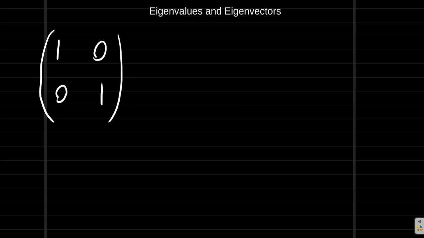What are the eigenvalues and eigenvectors of the unit matrix? Well, let's see. Remember now that the matrix times the eigenvector is equal to the eigenvalue of the matrix times its eigenvector. So you replace the matrix with its value.